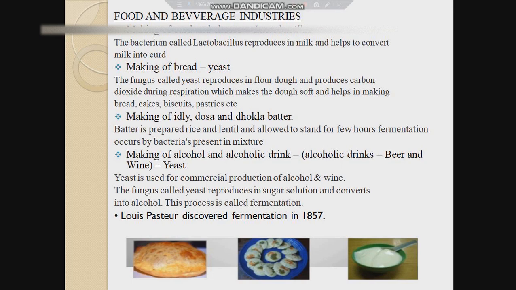Apart from this, we have a few other uses of microorganisms in food industries. Some seaweeds such as kelp are used as food in many countries such as China and Japan. Kelp is a rich source of potassium and iodine. A substance called algin obtained from algae is used to thicken food such as ice creams and jelly. And the process of fermentation was first discovered by Louis Pasteur in 1857.